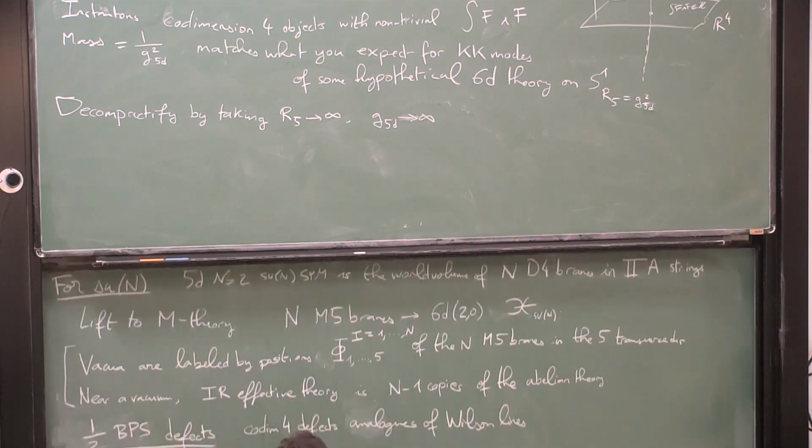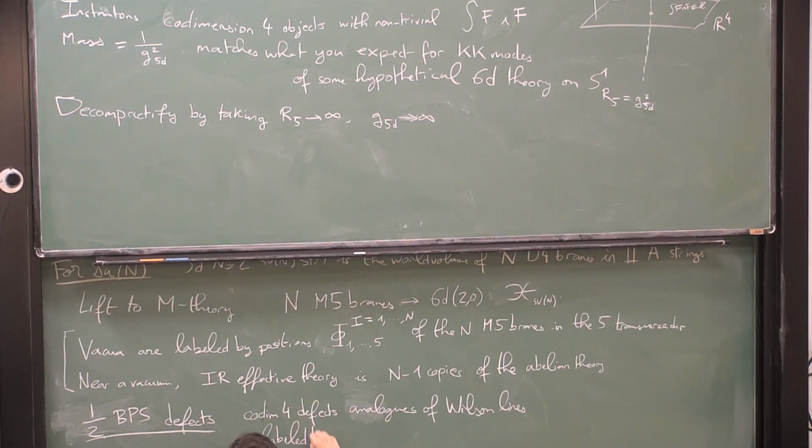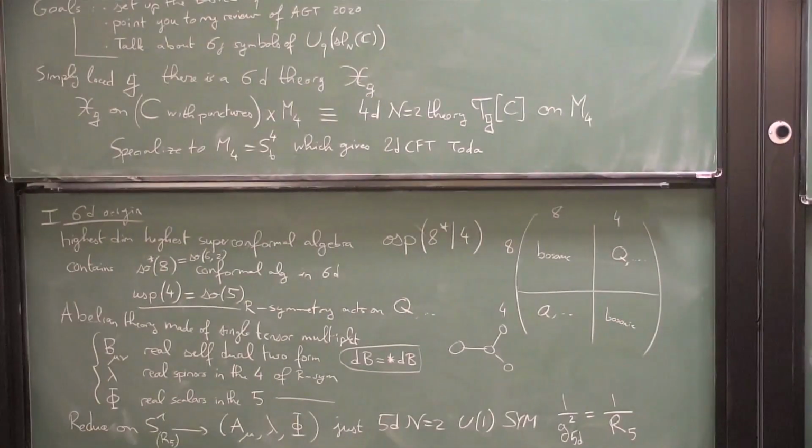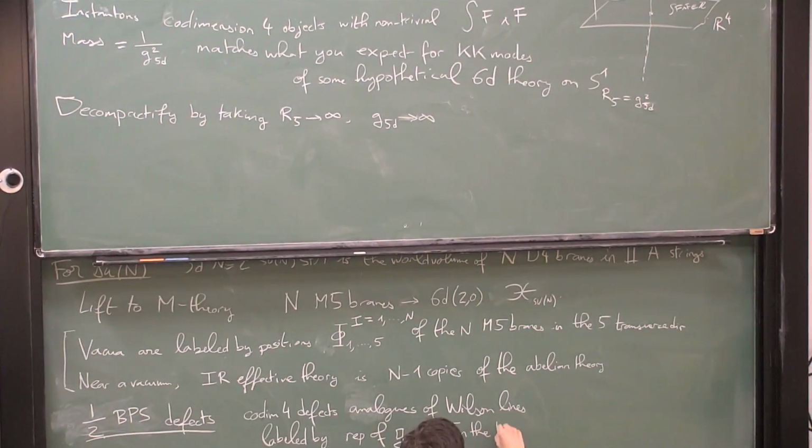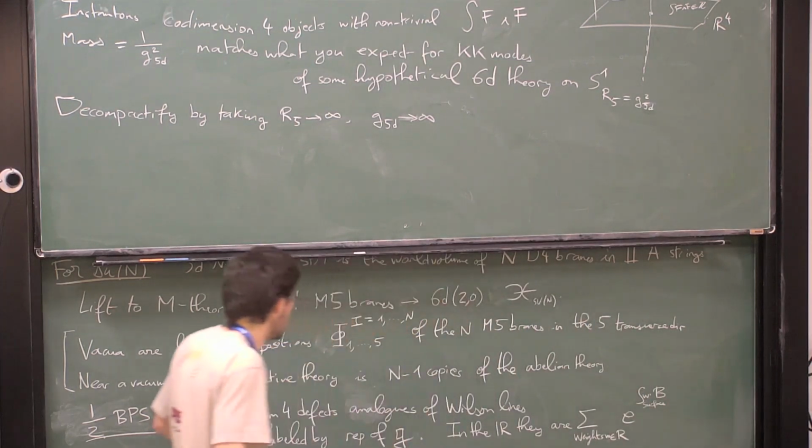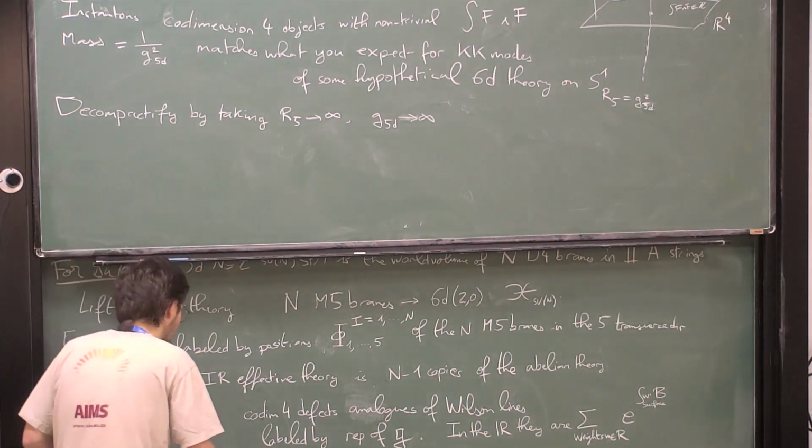They're labeled by representations of the Lie algebra G, and you can think of them like, in the IR description, essentially sums over the weights w in the given representation of the exponential of the integral of B. So here you have a two-form, you integrate it over the surface, that is the place where you put your operator, and you just pick one particular component of this piece. So these are really analogs of Wilson lines in gauge theories, but here extended to one dimension higher.